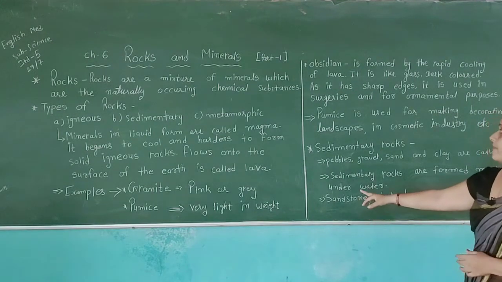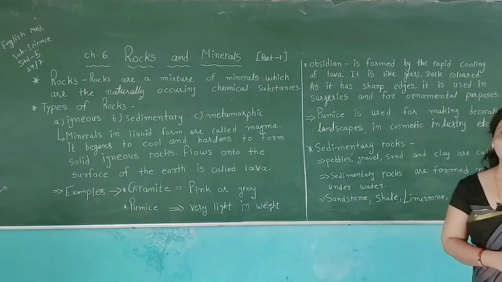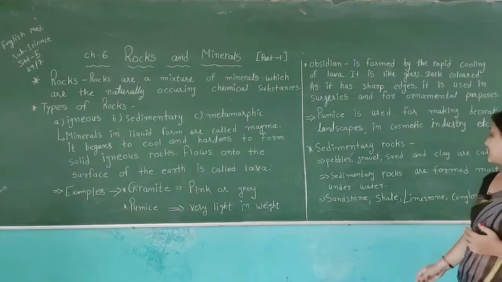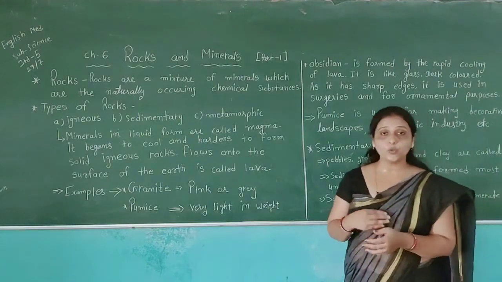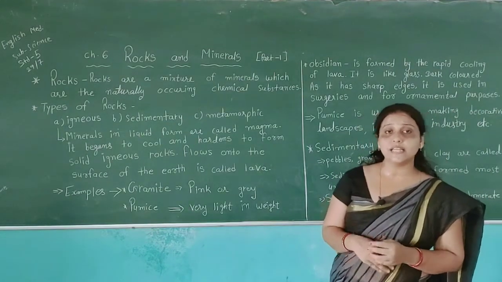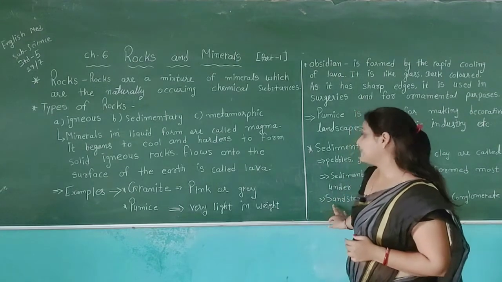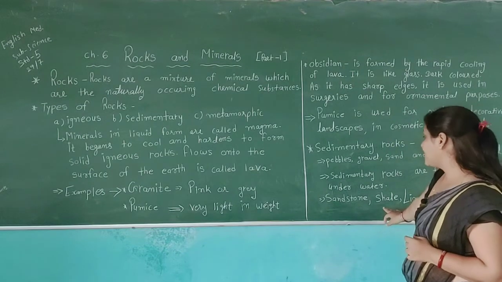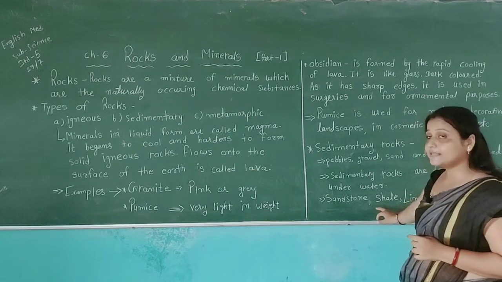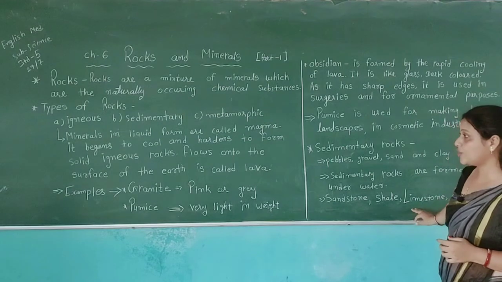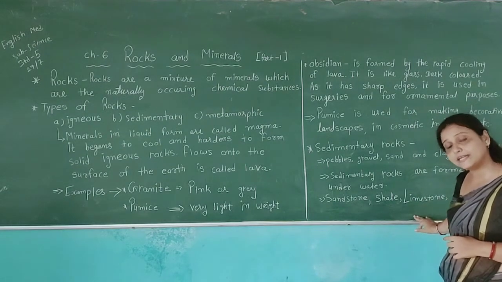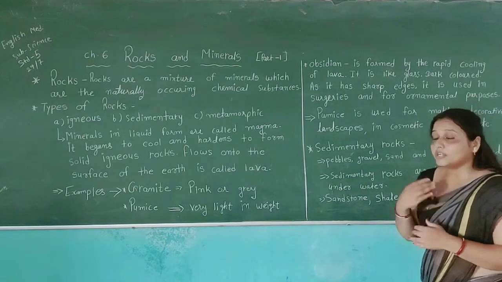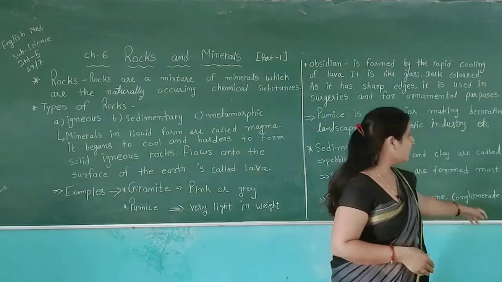So we have different types of sedimentary rocks: sandstone, shale, limestone, and conglomerate. According to their features, they are used in different ways. Sandstone we can use at construction sites. Shale we can use for bricks and cement. Limestone we can use for construction, medicine, and cosmetic things. Conglomerate we can use at construction sites and for polishing ornaments.